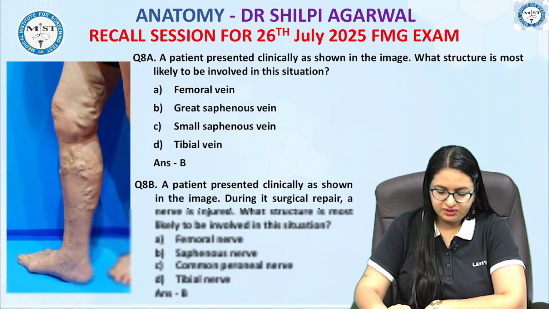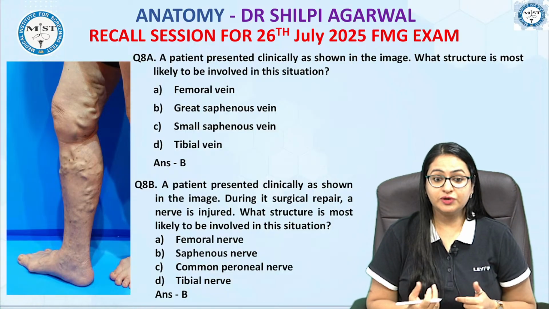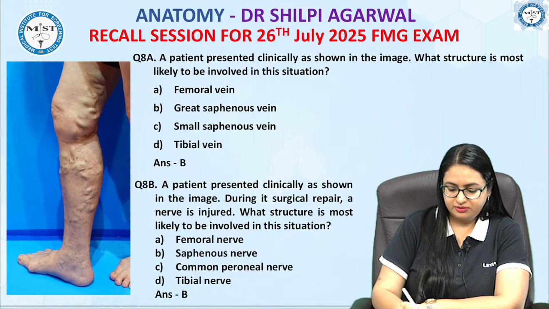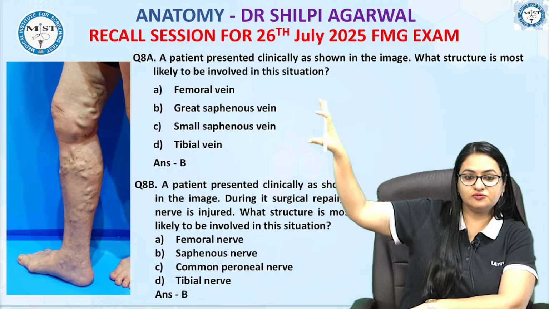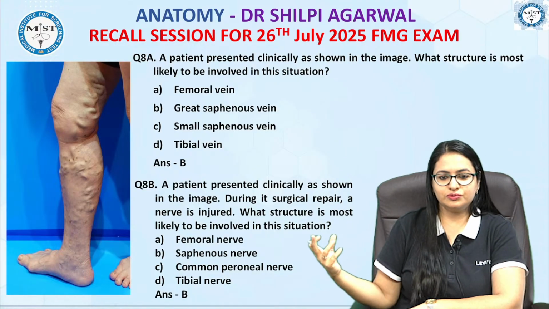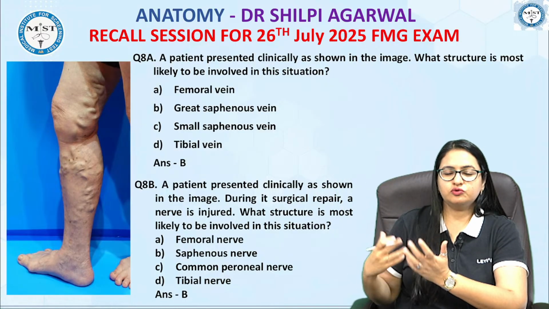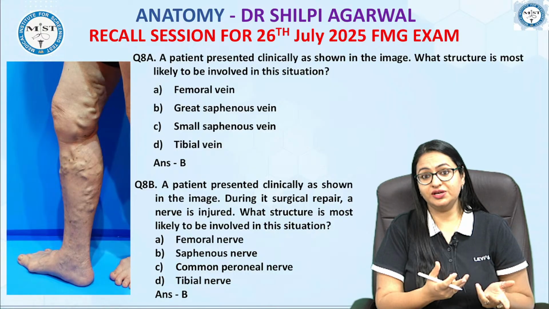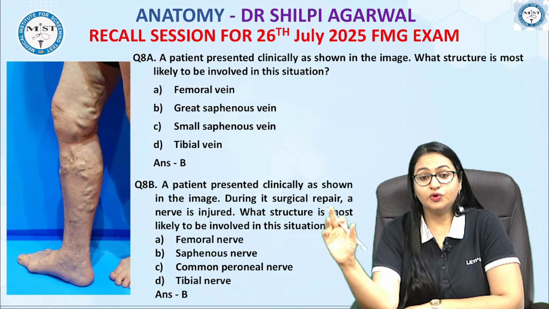Now going to the next question, which was regarding the great saphenous vein and varicose veins. The recall is mainly towards this first question, but very few students are also talking about this point. A lot of students have told me that they asked which vein this is. Whenever you see this image, you are very much clear it is a varicose vein. What is the side?